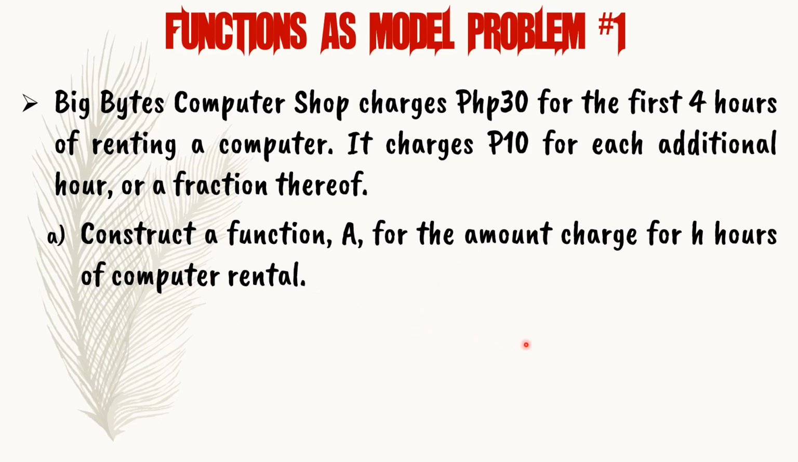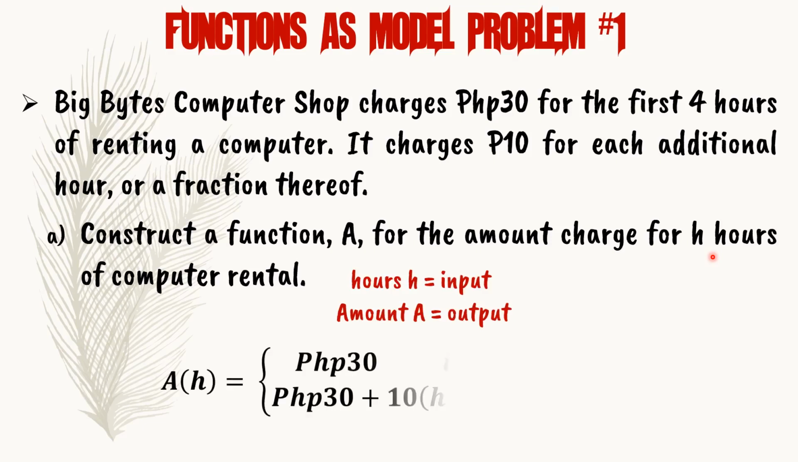So let's represent, since we are looking for the amount charged, your A here will be your output and H will be your input. Representing it using the piecewise function, we will have it this way. So we have 30 pesos if the number of hours is greater than 0, meaning if you consume 30 minutes only, that is still 30 pesos.